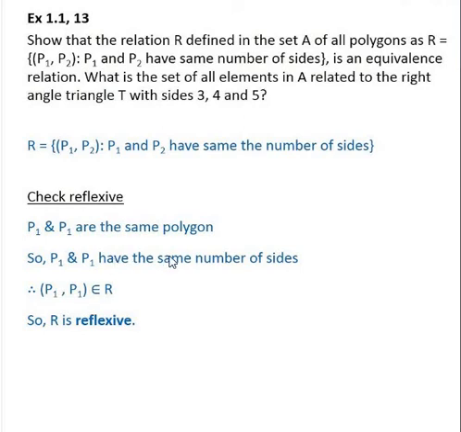If (P1, P2) belongs to R, what does it mean? It means that P1 and P2 have the same number of sides, and therefore P2 and P1 have the same number of sides. Hence (P2, P1) belongs to R. Similarly, you can prove transitivity. So, in short, this relation is what? Equivalence relation. Let us move on to the next part of this question.